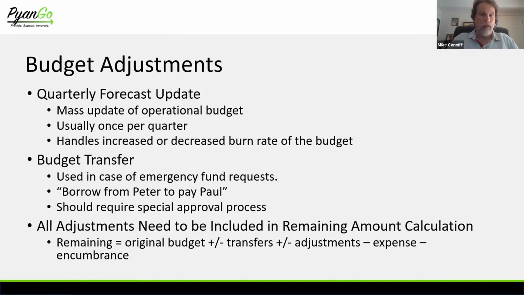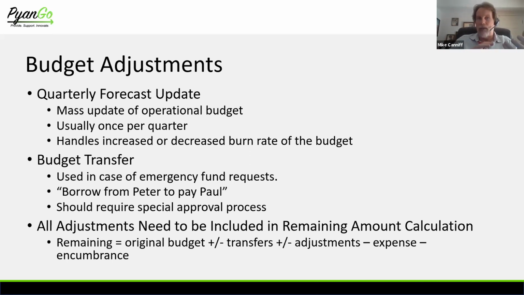So that's fairly common to put a budget adjustment in. I should also be able to do budget transfers. The idea there, of course, is I need to borrow from the IT group to pay for the finance department's expenses, something like that. And so I need to be able to do a budget transfer.